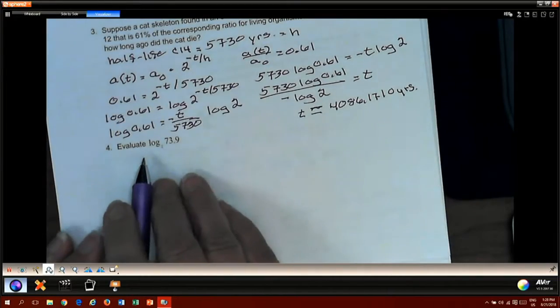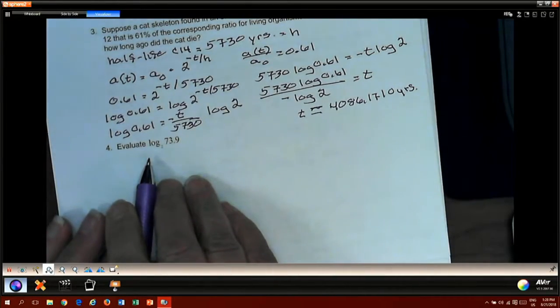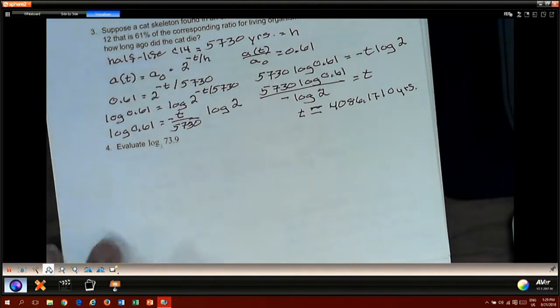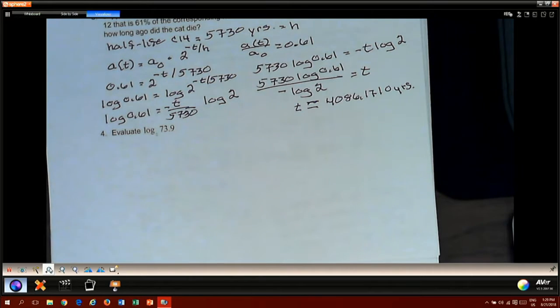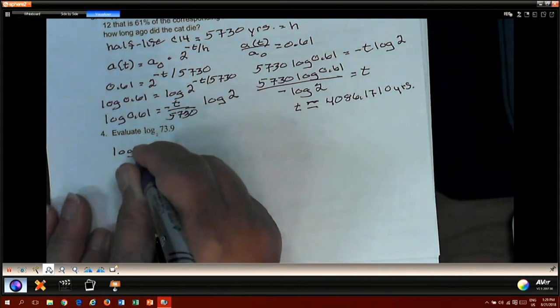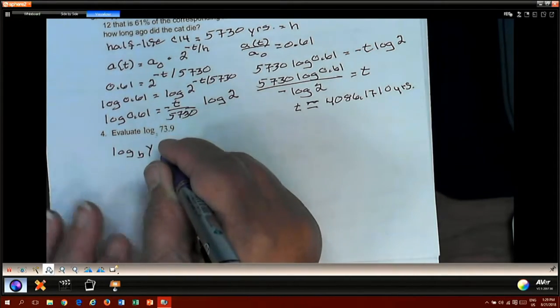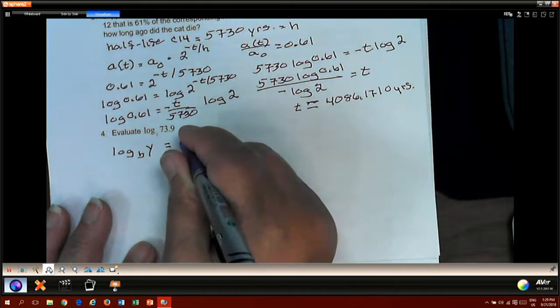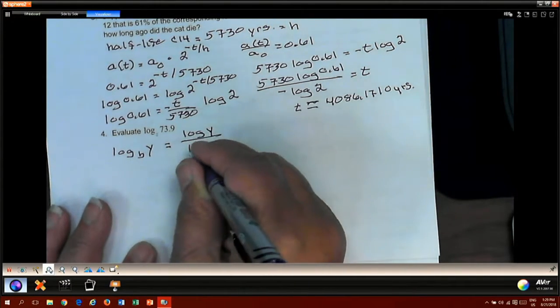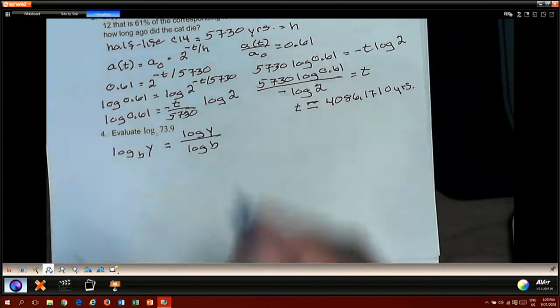Okay, we want to evaluate log base 2 of 73.9. In other words, what power of 2 gives us 73.9? This is where we use the change of base formula. The change of base formula says the log base b of y is the log of y over the log of b.